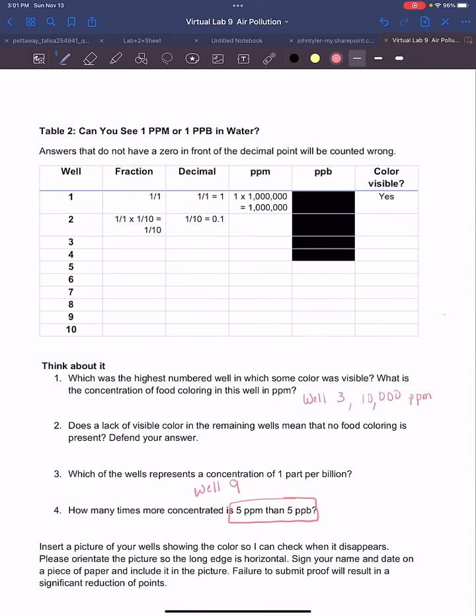Somewhere in here, you're going to have a 1. And if the 1 part per million, for example, ends up being here, read across and find out what the number is in parts per billion. That'll tell you how many more times concentrated it is, or go back and read your introduction.